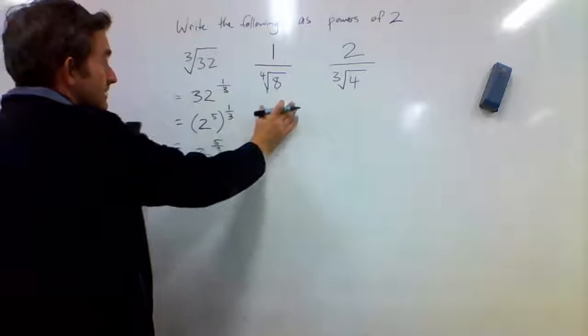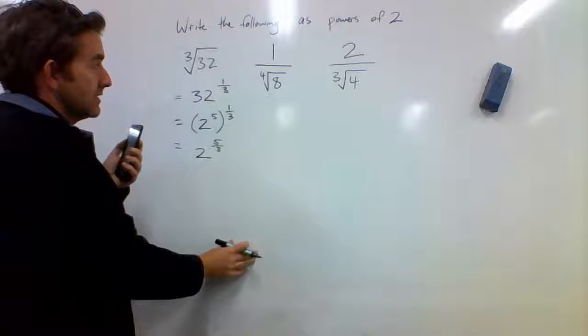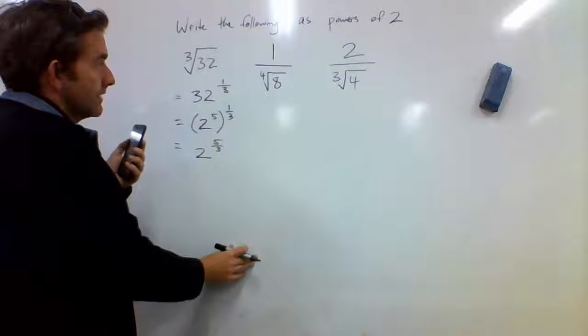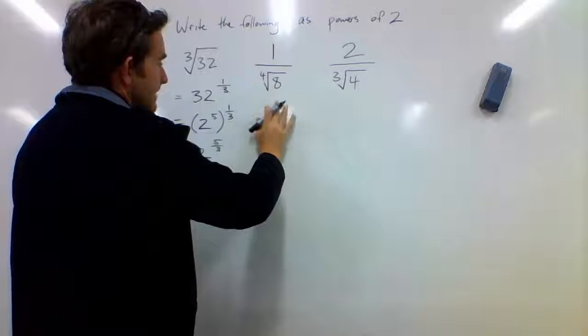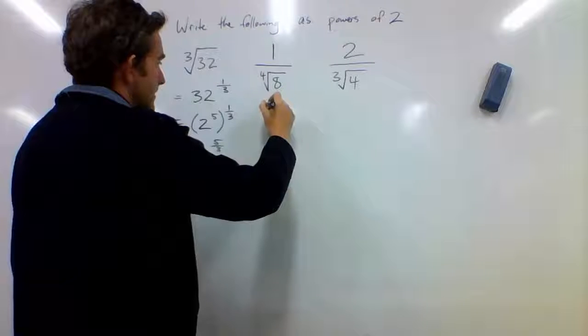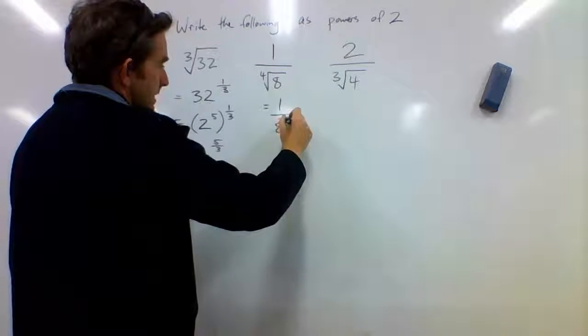The next question adds a bit of an extra layer of complexity. We've got a fraction here as well. Okay, so it's 1 over the fourth root of 8. So let's do this one step at a time. That's the same as 1 over 8 to the power of a quarter.